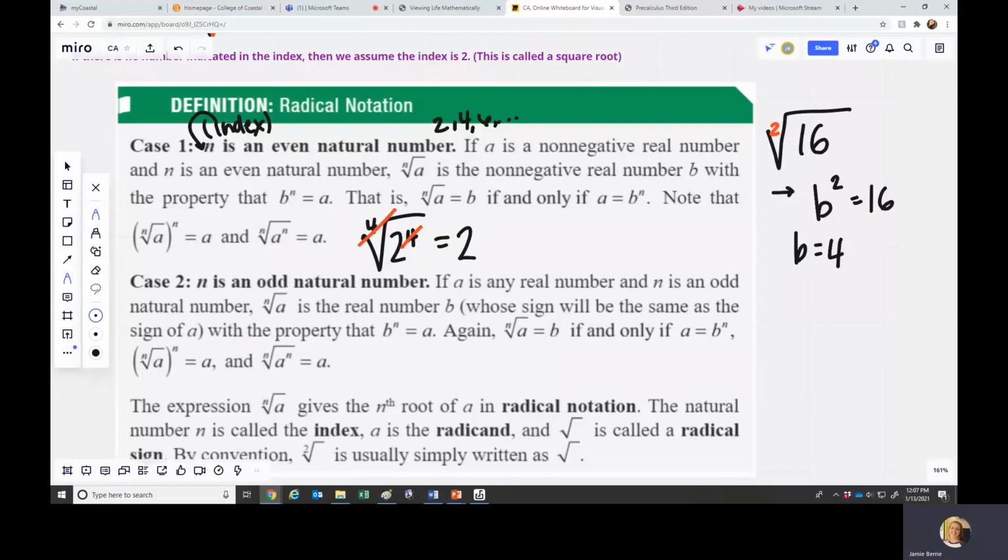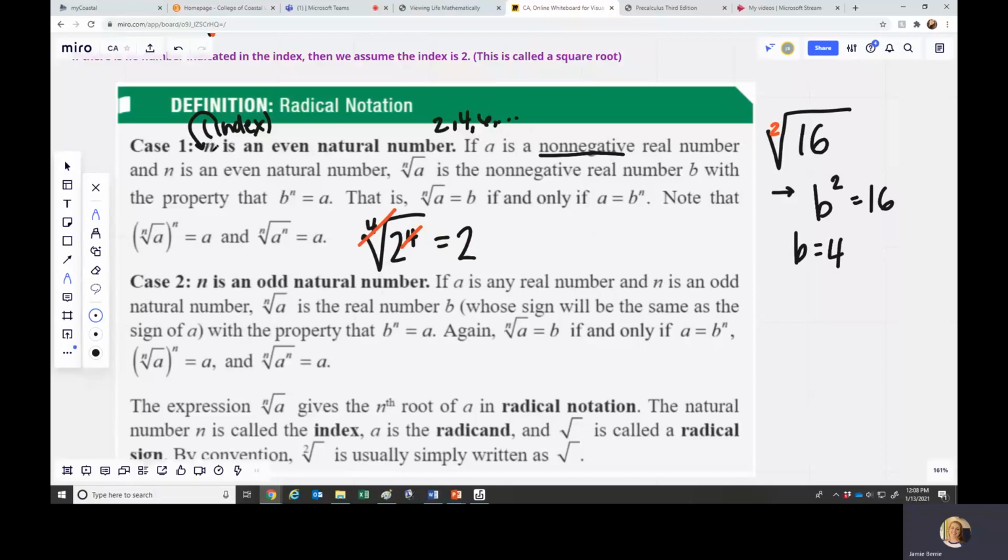All right, the second case is where your index is an odd number, so like the third root, the fifth root, the seventh root, something like that. It says if a is any real number, so if the radicand is any real number, it can be negative, it can be positive. Remember, for the first case, when the index was even, it had to be a non-negative number, so that means positive or 0. But for the case where the index is odd, the radicand can be negative, or it can be positive, or it can be 0.